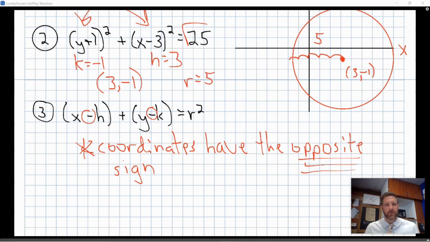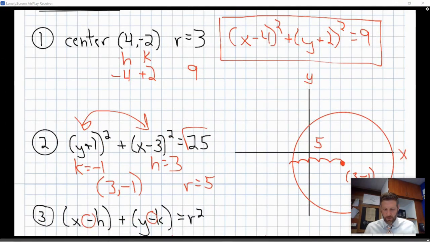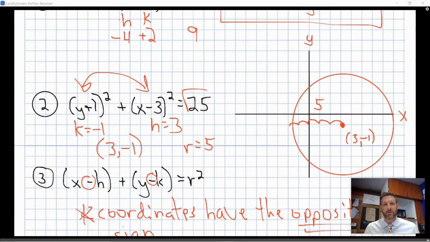So watch out, and I'll reinforce this in class. So let's graph some circles, either finding the circle and writing the equation, or having the equation and then graphing and finding the centers and the radius.